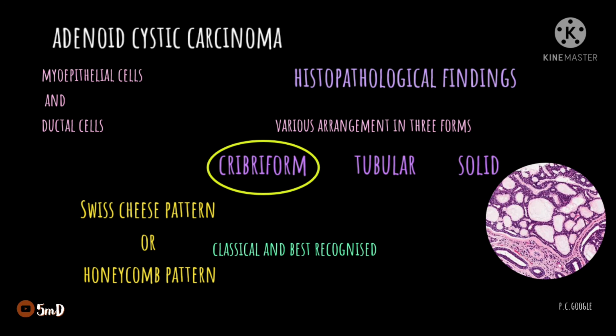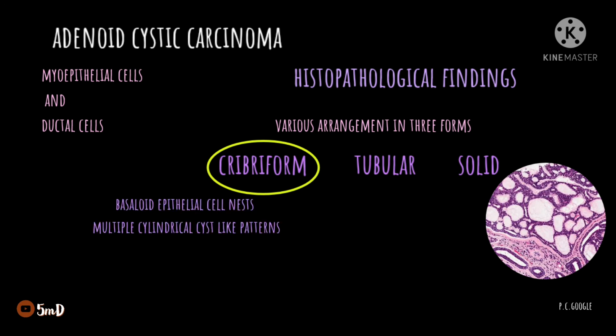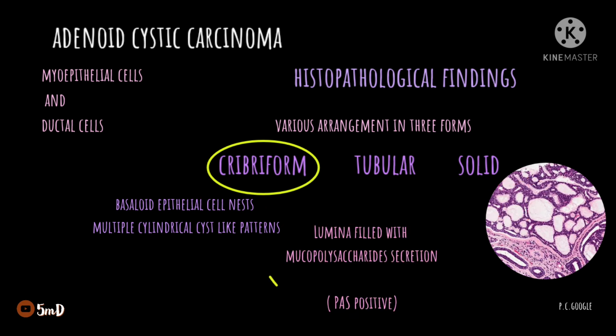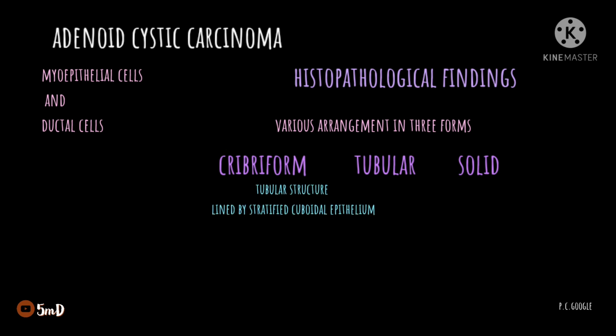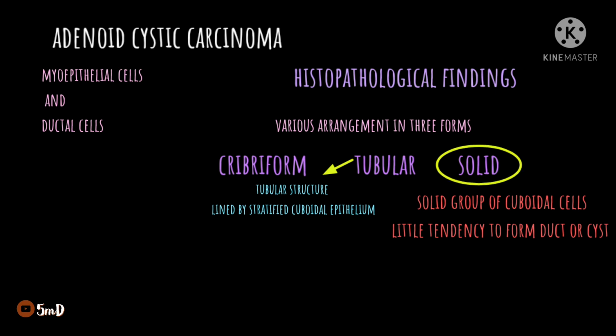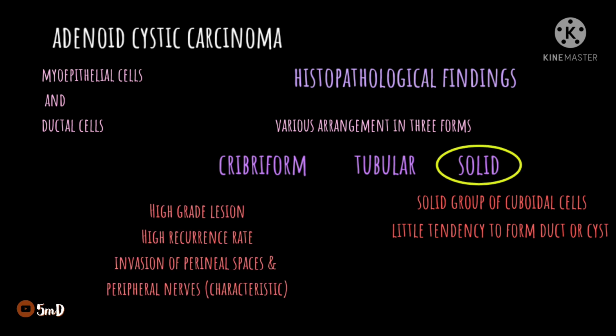It shows the basaloid and the epithelial cell nests forming multiple cylindrical cyst-like patterns which resembles Swiss cheese, and hence the name. The lumina contains mucopolysaccharide secretions, therefore it is periodic acid Schiff stain positive. The solid pattern of adenoid cystic carcinoma is least common, but it is a very high grade lesion with very high rate of recurrence, and the invasion of perineural spaces are commonly seen here.